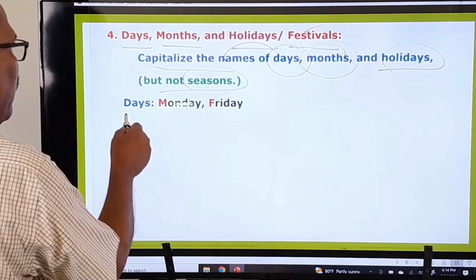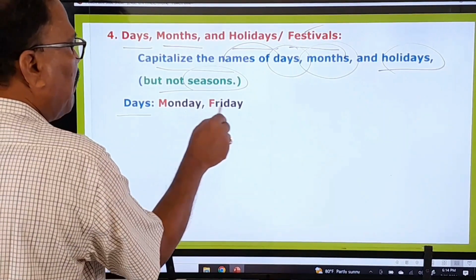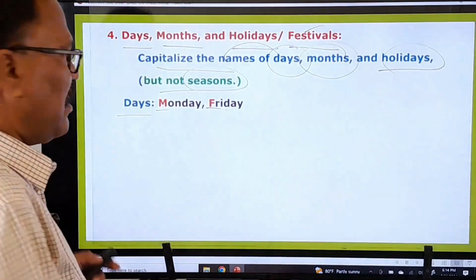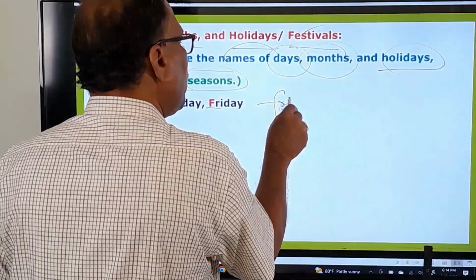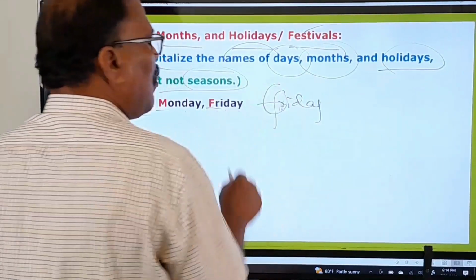Okay, here for days, two examples are given: Monday, Friday. All days must be capitalized. Generally, nowadays as a fashion, they write Friday with a small letter. So it's not like that actually.